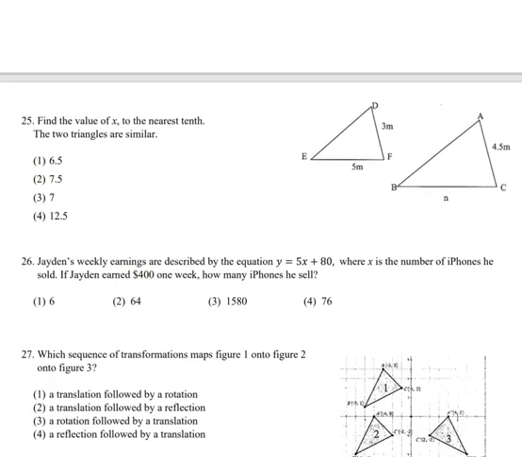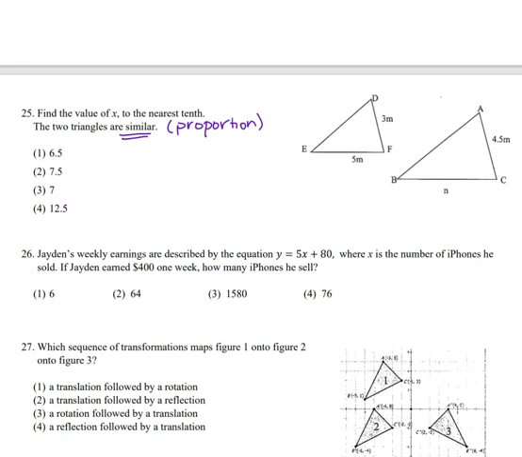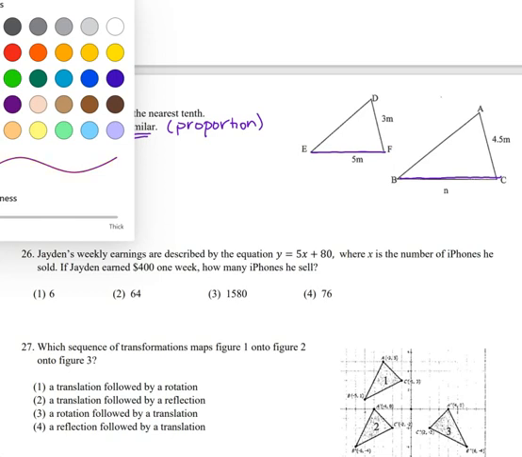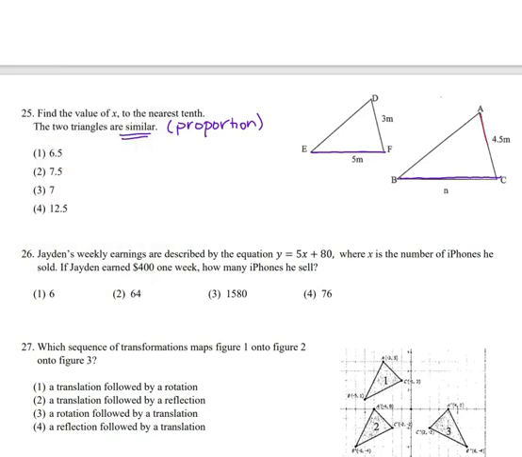25 says, find the value of x to the nearest tenth. The two triangles are similar. Since I know that they're similar, I know that we could set up a proportion because the sides are proportional in similar triangles, or any type of similar figure. So I'm looking for n, which is right here. So I'm going to look for the corresponding side in the other triangle, which is 5 right here. Now, my next corresponding side is that 4.5 and the 3.